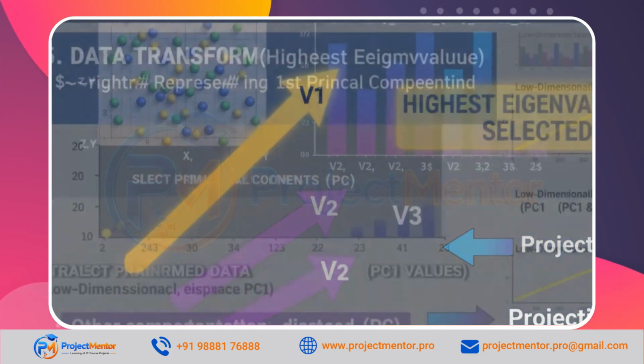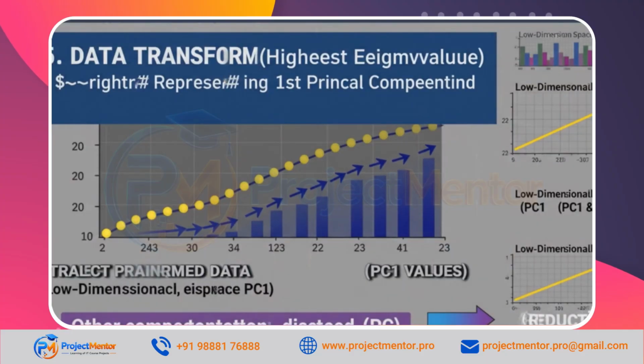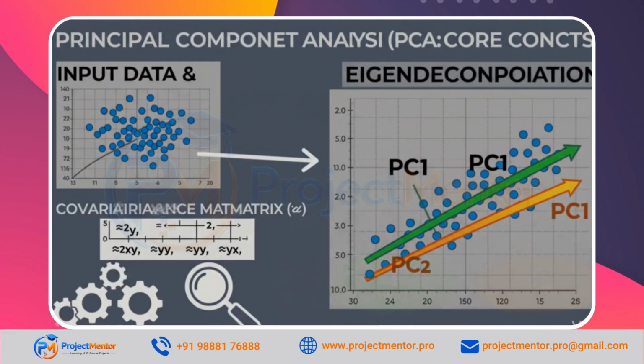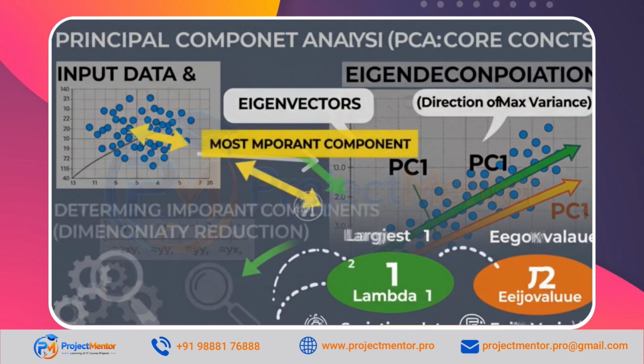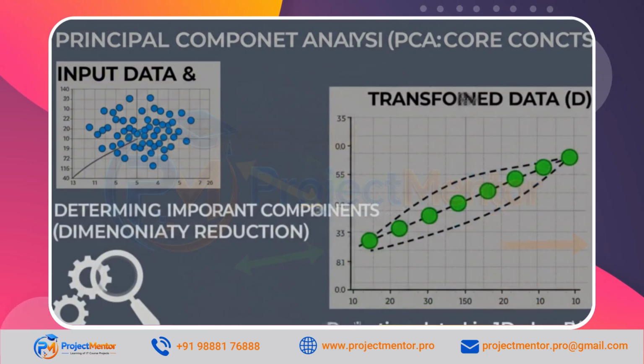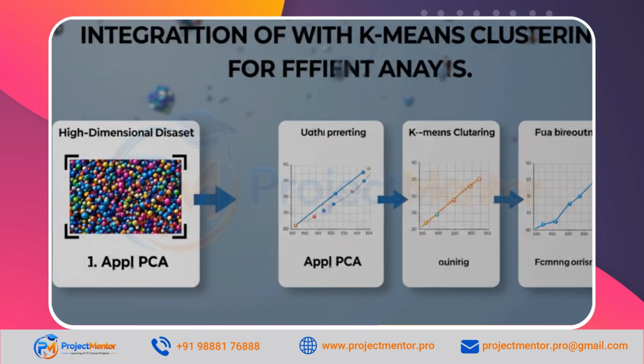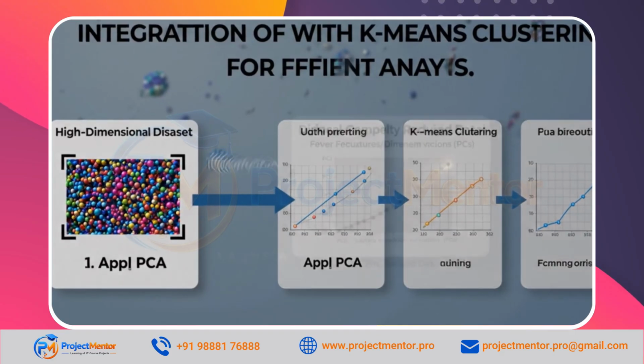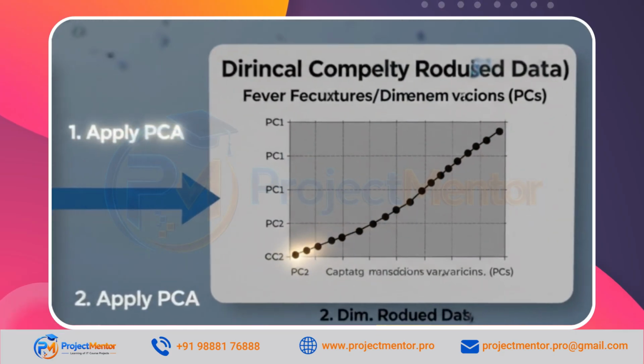To reduce dimensionality, we use PCA, Principal Component Analysis, a technique that identifies the most important features in the data and projects it into a lower dimensional space. By sorting and selecting the most critical features, PCA helps in simplifying the dataset for better processing.